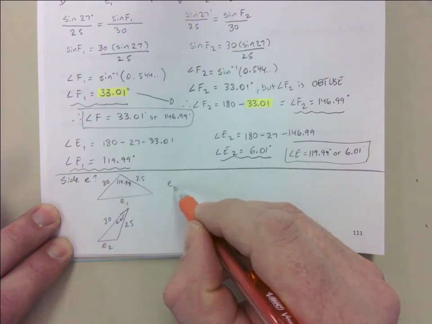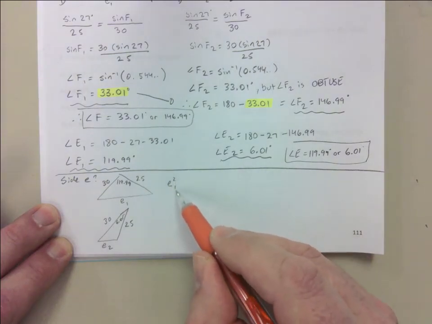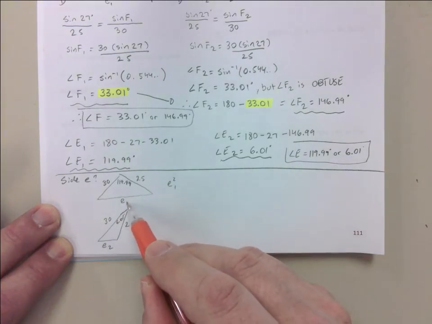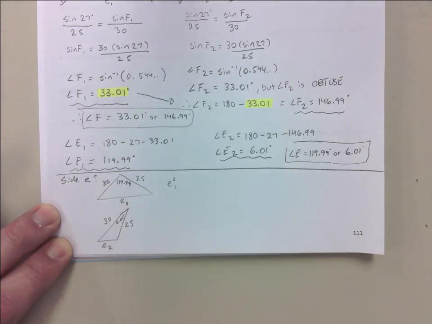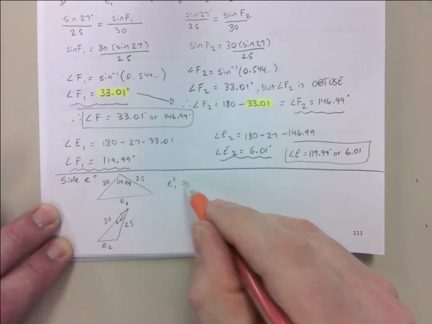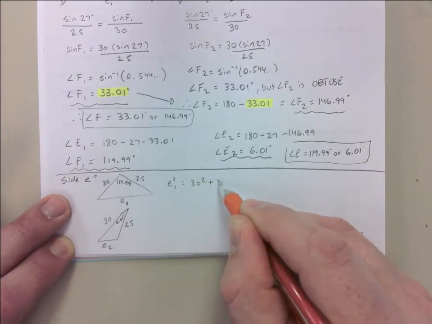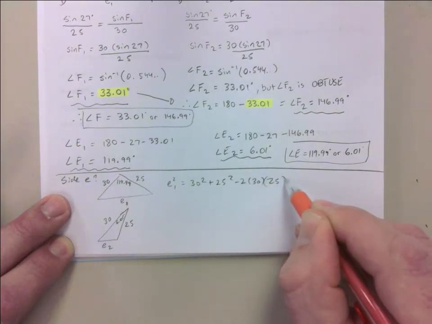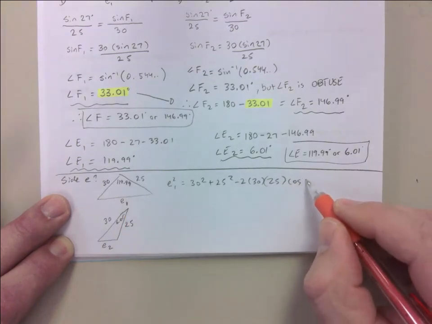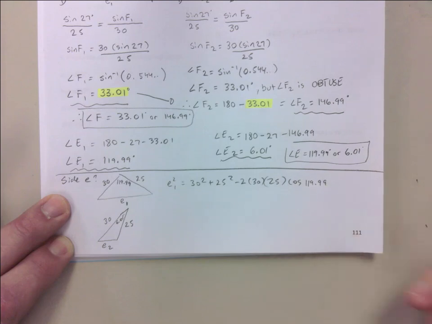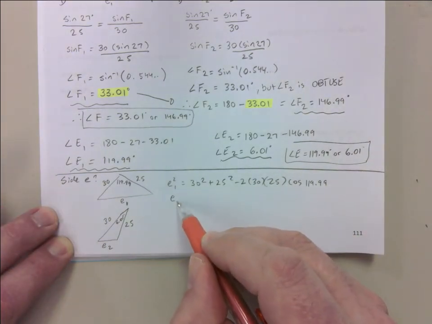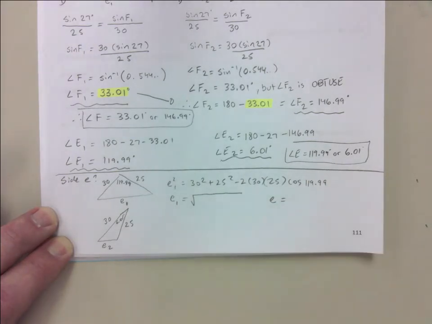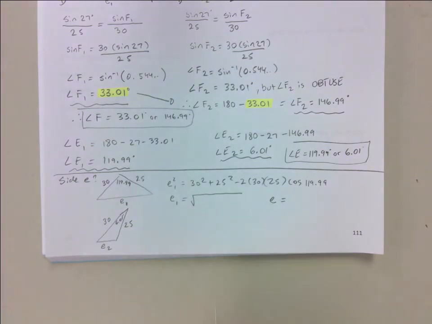So E1, how do I find E1? I know it's a little confusing. What's up with the 1 and the 2? I don't like that, it's just sub 1, sub 2. There's two E's, I'm just differentiating between them. This would be 30 squared plus 25 squared minus 2 times 30 times 25 times cosine of 119.99. E1 is going to be the square root of something, and then I'll find what E is. I'm running out of room, that's why I put it next to it here.